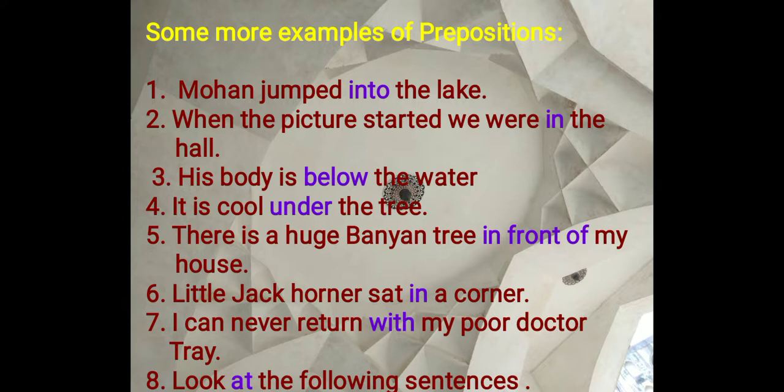Number 5, there is a huge banyan tree in front of my house. See, in front of is a group preposition. We will discuss this in our next video. In front of is a group preposition and here it is showing the relation between banyan tree and my house. It is showing the position or the place of the banyan tree. Where is it? It is in front of my house. Okay. Next, number 6, little Jack Horner sat in a corner.